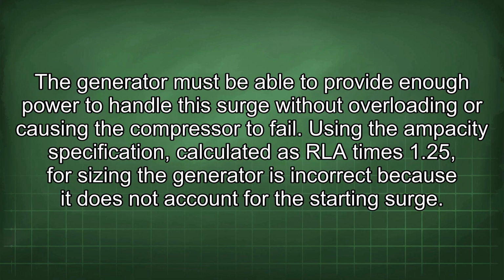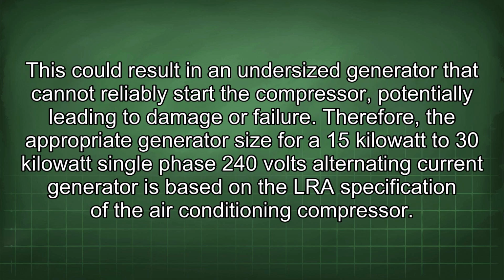The generator must be able to provide enough power to handle the surge without overloading or causing the compressor to fail. Using the ampacity specification, calculated as RLA times 1.25, for sizing the generator is incorrect because it does not account for the starting surge. This could result in an undersized generator that cannot reliably start the compressor, potentially leading to damage or failure.